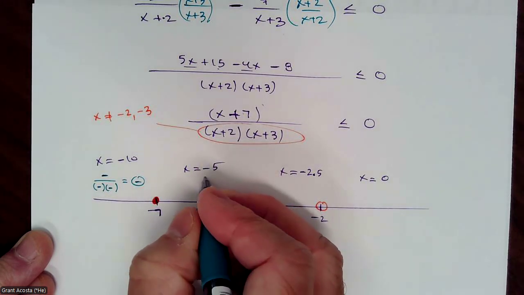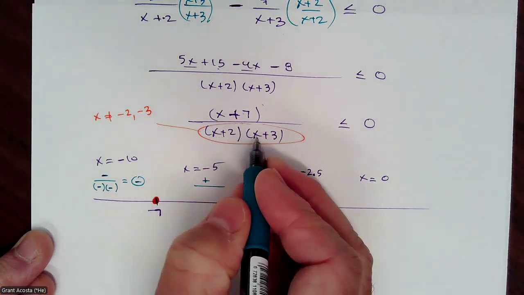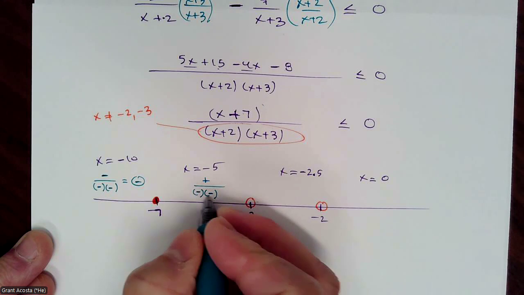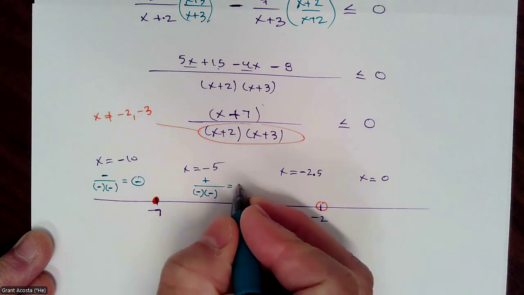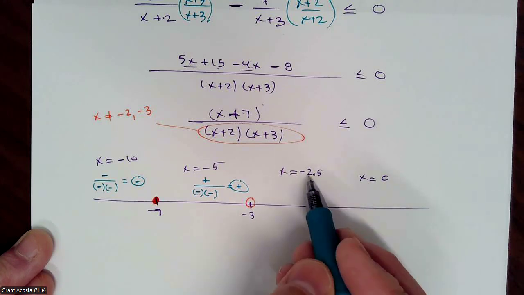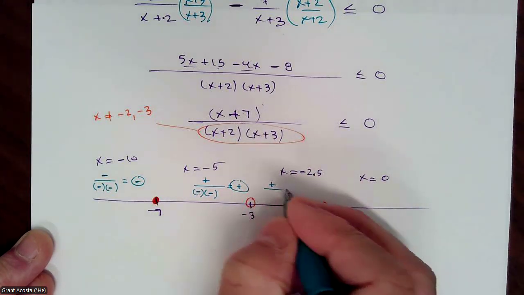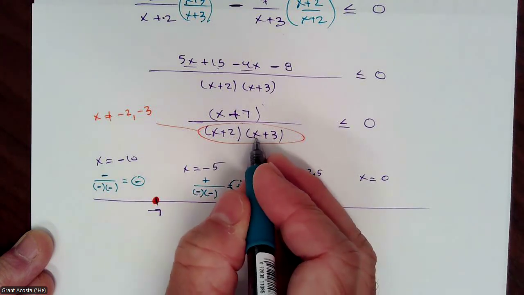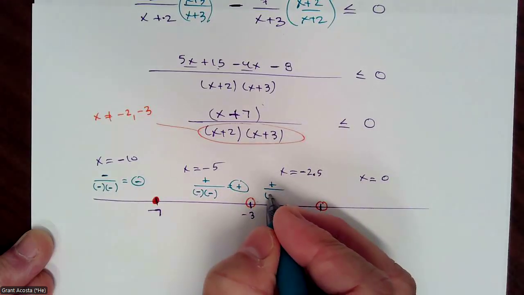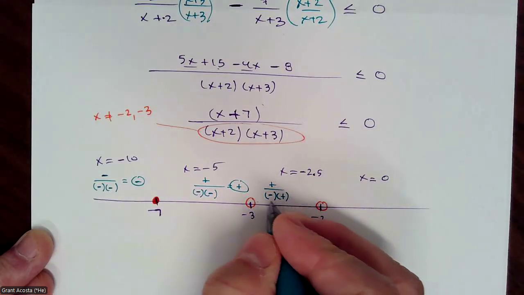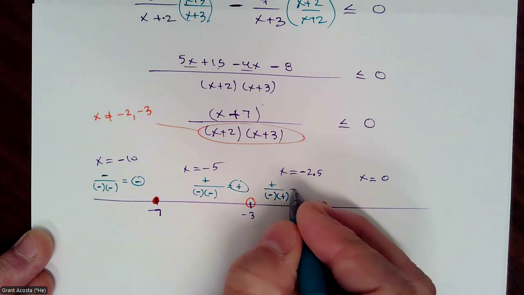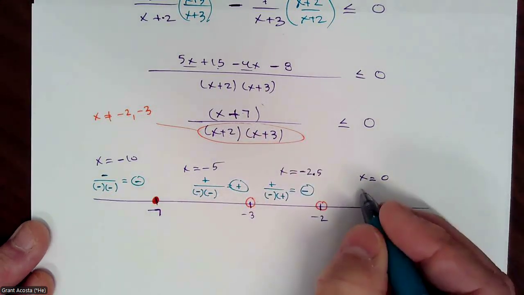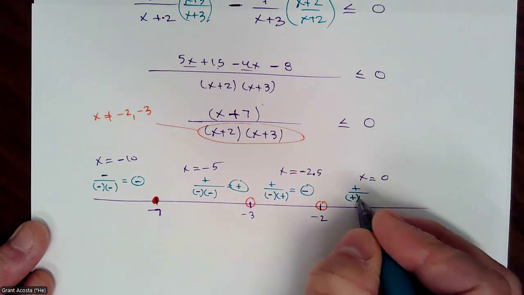-5 plus 7 is a positive, but -5 plugged into both of these will give me two negatives. And two negatives make the denominator positive. Positive over a positive is plus. -2.5 plus 7 is positive. -2.5 plus 2 is still negative, but -2.5 plus 3 is positive. So it's divided by a negative times a positive. Denominator is negative. Positive over a negative makes this negative. And if x is 0, it looks like everybody's positive. Positive times positive.